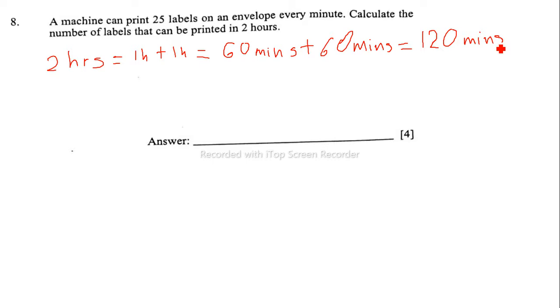Every minute, 25 labels are going to be produced. So how are we going to get how much is produced in 2 hours? Would it be 120 multiplied by 25? 120 times 25, very good. So it's going to be 120 multiplied by 25 labels.